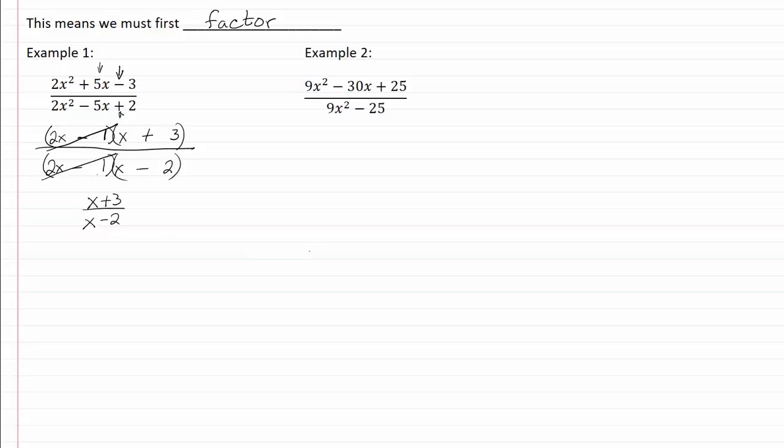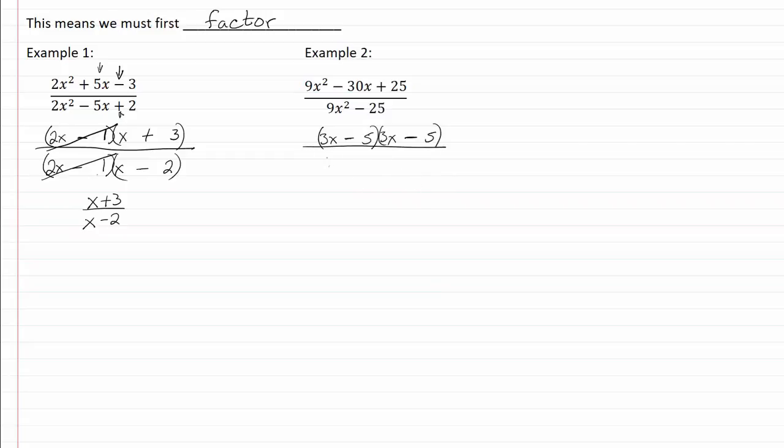Let's take a look at example 2. I'll put my 2 sets of parentheses in. 9 I think of as 3x and 3x. 25 I think is 5 and 5. Looks like it's a perfect square trinomial. If you remember that, we've got 15 plus 15, we are adding. And 15x and 15x do give me 30. We want a negative, so that means our signs both need to be negative. Okay, so the numerator is factored.